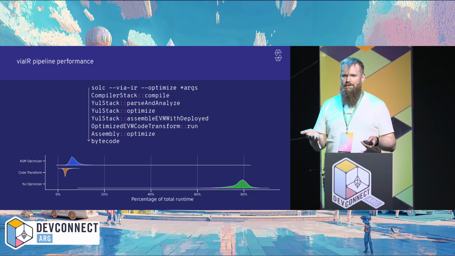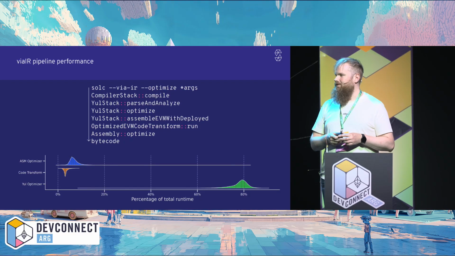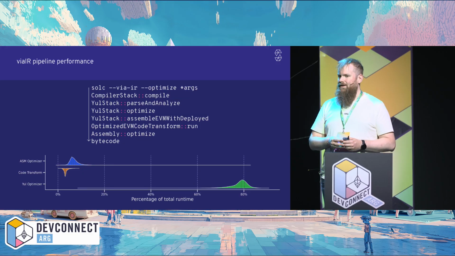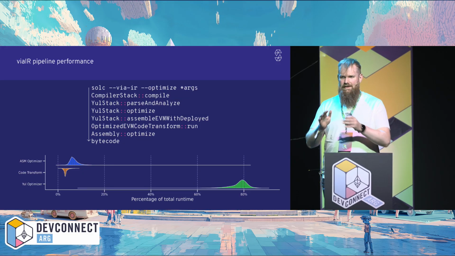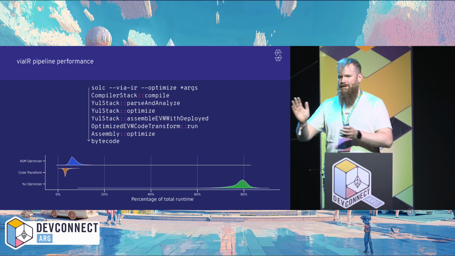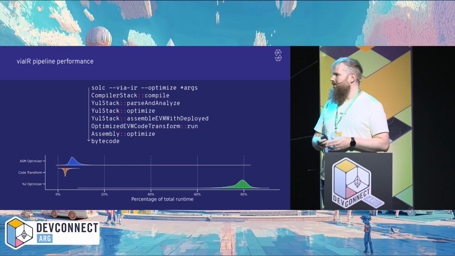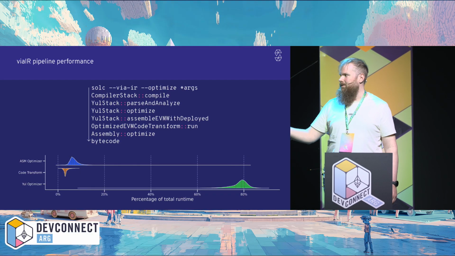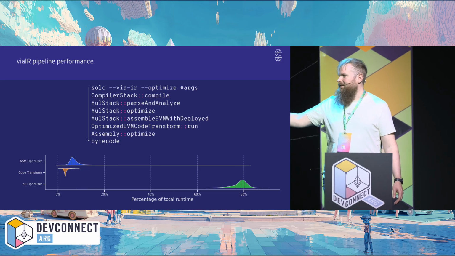Yul is our IR right now, and this Yul stack will then parse and analyze the generated Yul, optimize it, and assemble it. Then we have another optimization stage after the code transform. The code transform is what transforms the stack layout, so the stackified code, to EVM bytecode. And on top of that, we have another optimization stage purely on the assembly, which is assembly optimize. And then in the end, we have the resulting bytecode.